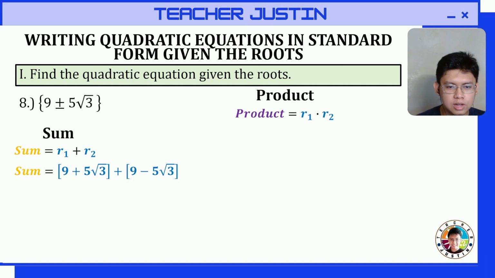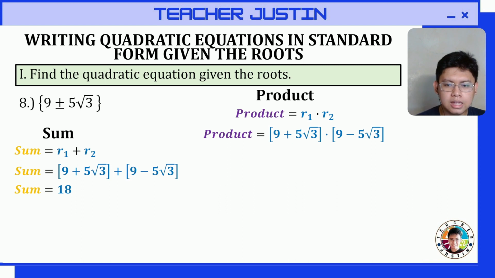So, add natin, 9 plus 9 is 18. 5 square root of 3 plus negative 5 square root of 3 will be 0. So, we can just simply cancel out 5 square root of 3. Now, let's proceed to our product. Let's multiply 9 plus 5 square root of 3 and 9 minus 5 square root of 3.